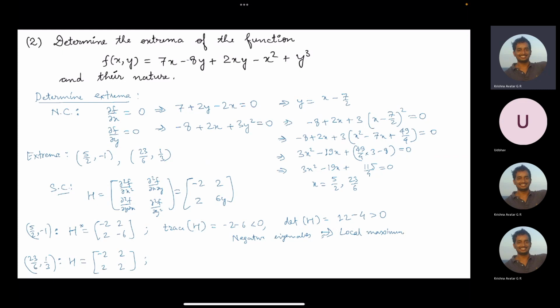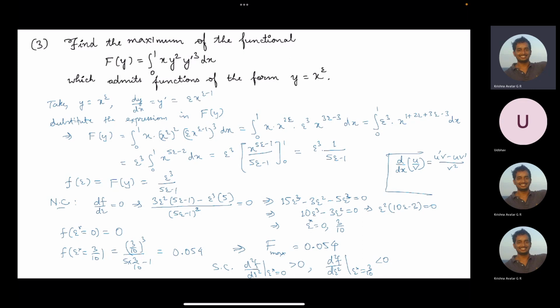For the other point, I will just construct the Hessian matrix, and I would urge you to determine whether it is a local minimum or local maximum by yourself. Take it as an exercise.